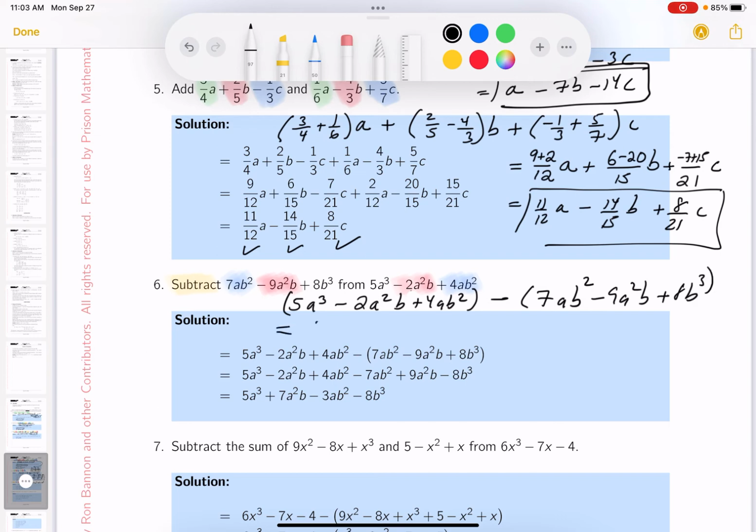Let's write this down. This is 5a cubed minus 2a squared b plus 4ab squared. Now I'm going to subtract each of those terms. So you get minus 7ab squared. Minus of minus is plus, that's plus 9a squared b. And then minus 8b cubed.